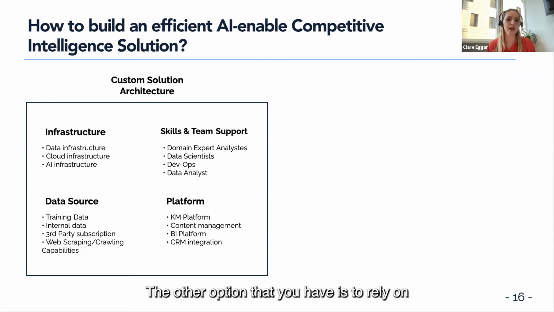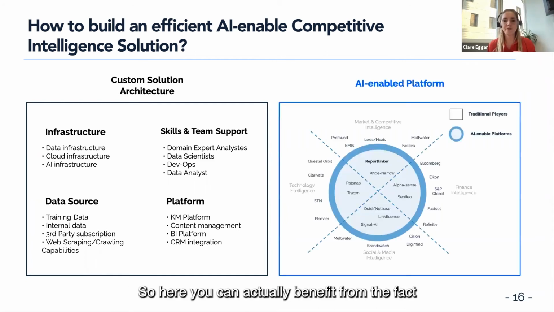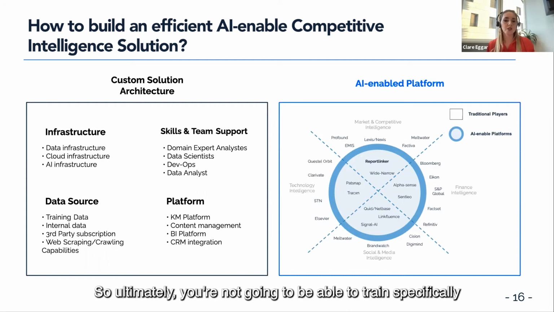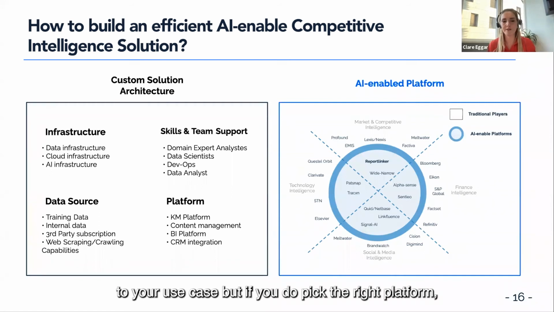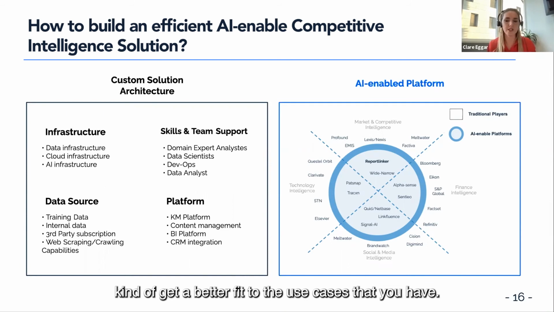So the other option that you have is to rely on AI-enabled platforms, so the platforms that already exist in the market space. So here you can actually benefit from the fact that the vendors have already trained their technology to a broad set of use cases that will be useful to you. So ultimately, you're not going to be able to train specifically to your use case, but if you do pick the right platform, I tend to see that our clients at least can achieve in excess of about 80% of what they're looking to achieve with the use cases. And do bear in mind that many of the vendors will also offer you additional algorithmic training to help get a better fit to the use cases that you have.